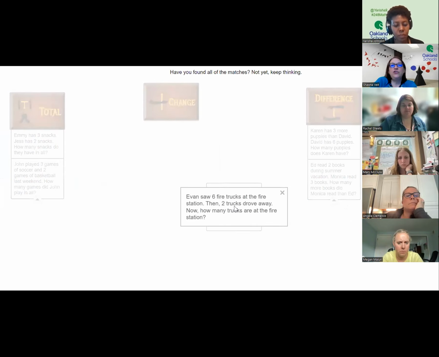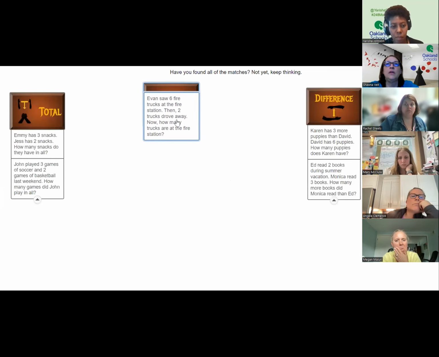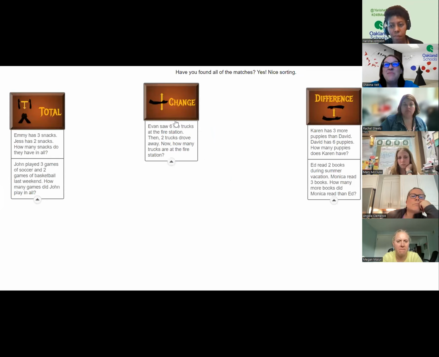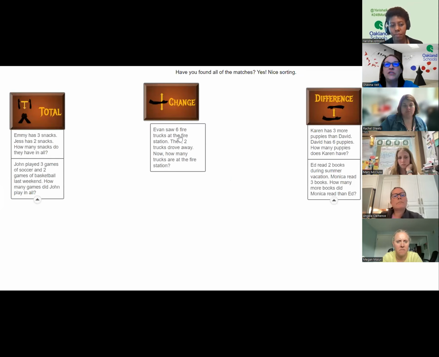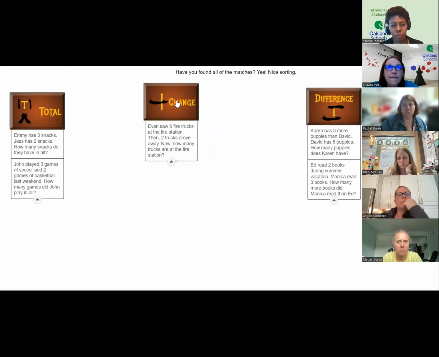Evan saw 6 fire trucks at the station, then 2 trucks drove away. How many trucks are at the fire station? So we had 6, 2 drove away, one quantity is changing. What happens if you get it wrong? Does it just not click? It'll tell you to keep thinking. Did you notice? Hang on a second. Watch at the top. Have you found all the matches? Not yet. Keep thinking. Got it. Have you found all the matches? Yes. Nice sorting. Thanks.